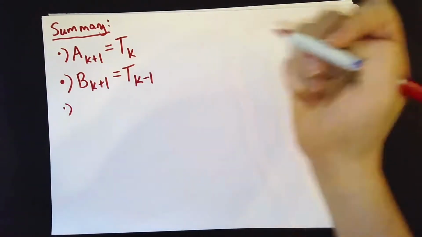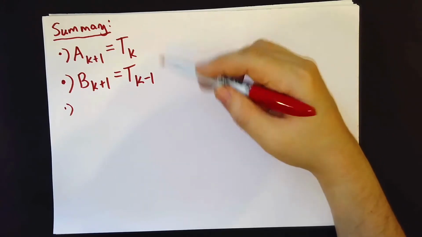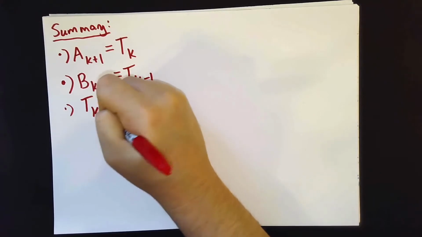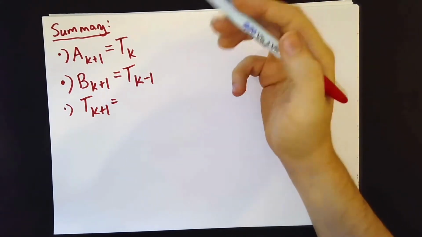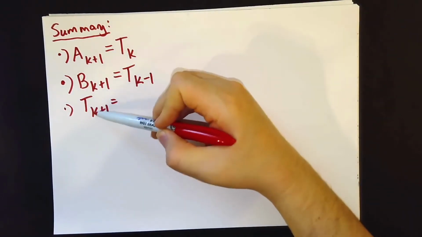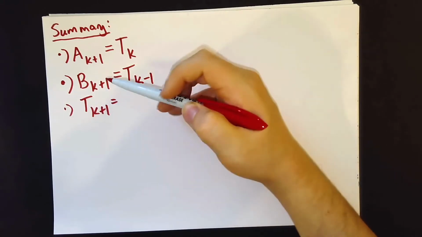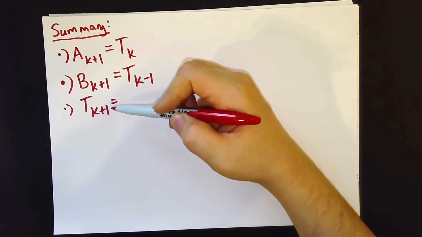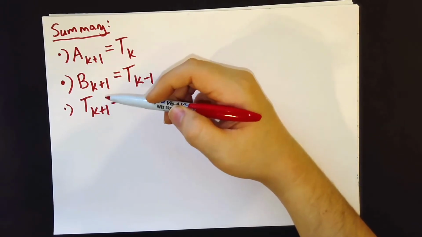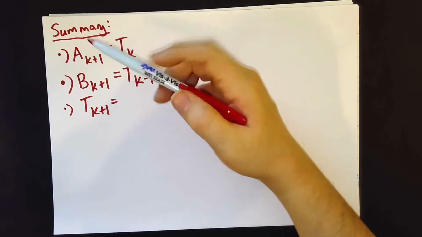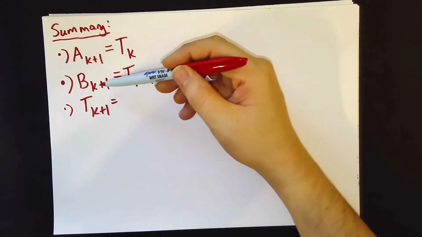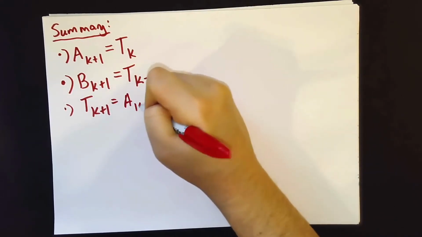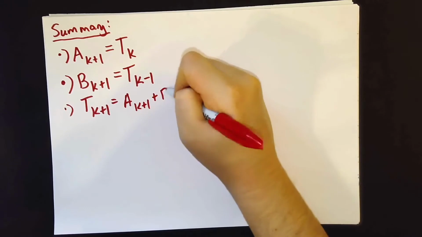Lastly, I want to make a new observation that puts these things together, which is that the thing we really care about is t sub k plus 1, which is to say the number of ways to tile a 2 by k plus 1 board. But because there's really only two ways to put a domino onto a board, namely horizontal or vertical, the rightmost domino has to either be horizontal or vertical. So this t sub k plus 1 is actually a sub k plus 1 plus b sub k plus 1.